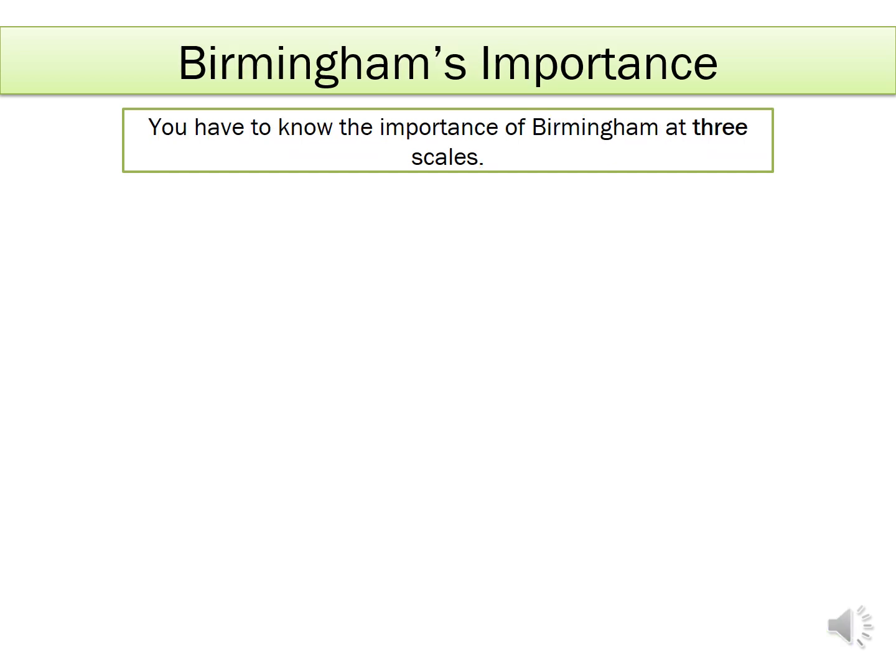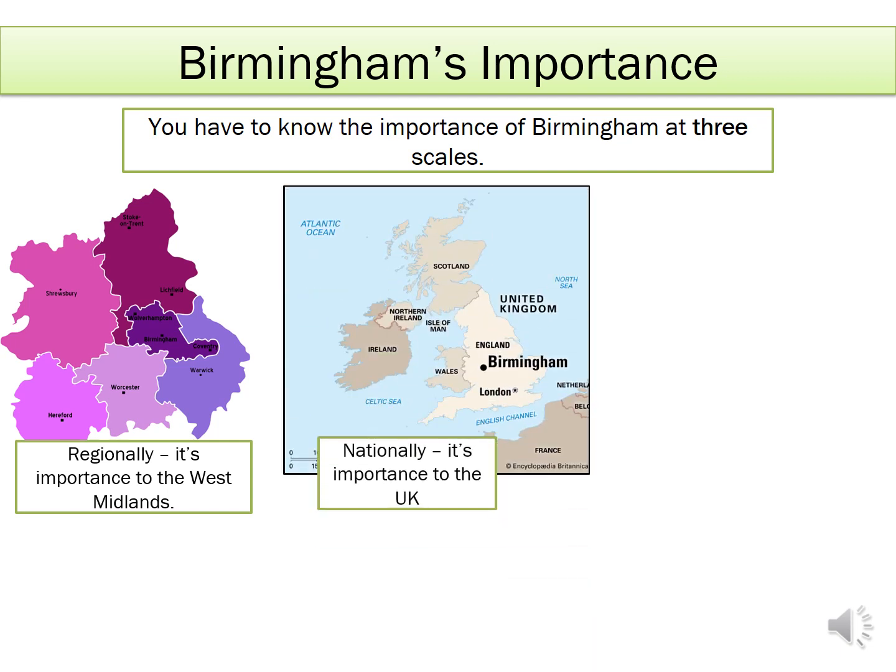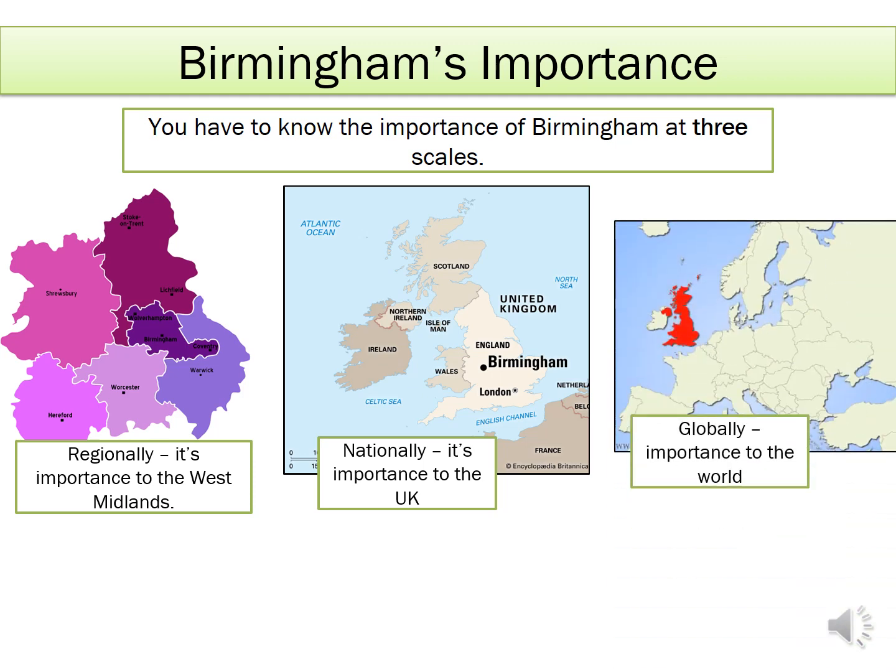The final part of today's lesson then is to understand why Birmingham was important on 3 scales. We looked at regional importance in Rio. So for Birmingham, it would be, why is Birmingham important to the West Midlands? Nationally, why is Birmingham important to the UK? And globally, why was Birmingham so significant to the rest of the world at one point in time?